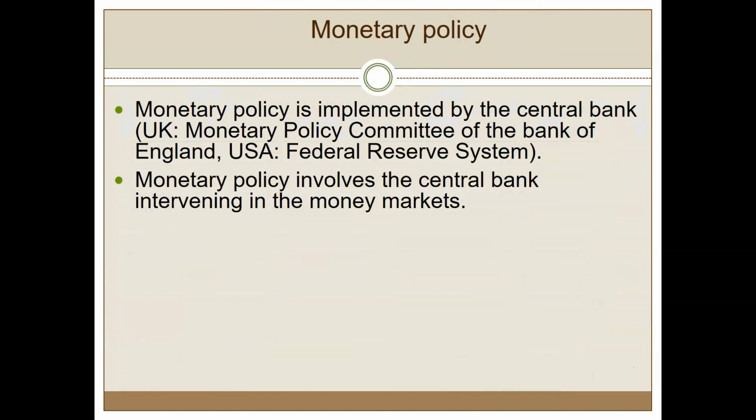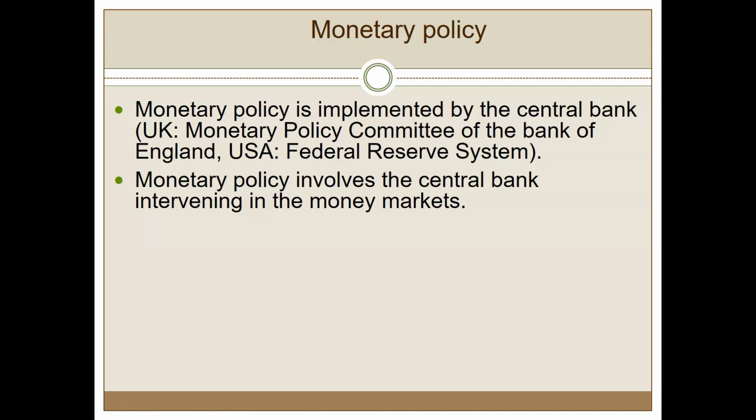Second type of the demand-side policy is monetary policy. It is implemented by the central bank, so fiscal policy is controlled by the government, while monetary policy is controlled by the central bank. In the UK, it's Bank of England, specifically Monetary Policy Committee of the Bank of England, which meets every couple of months and makes monetary policy decisions. While in America, it's called Federal Reserve System. It's not just one bank, it's a system of Federal Reserve banks.